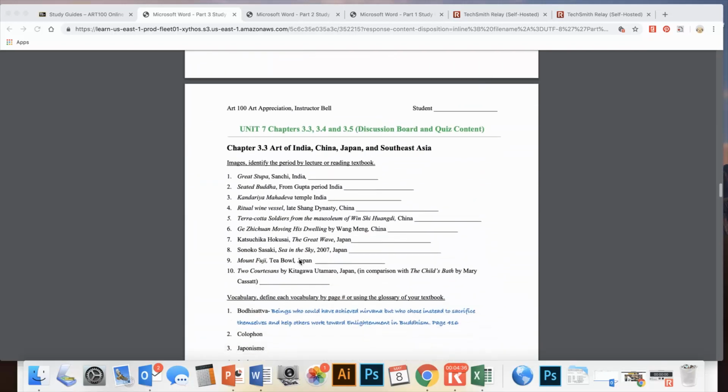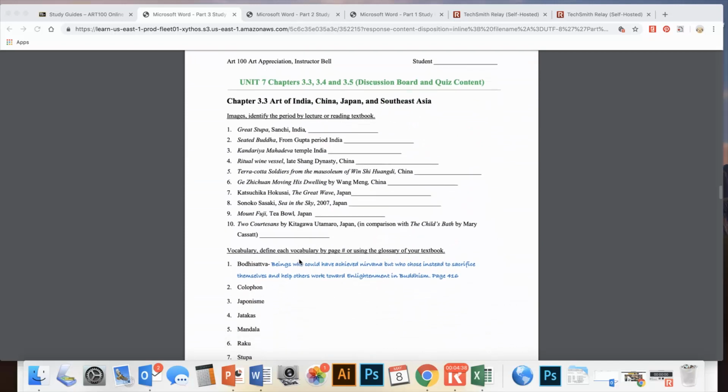Unit 7 is different from the other two units in Part 3 because these chapters cover where the artwork is located as opposed to what art period. So, for example, we have the Great Stupa. It is in India, but that's not what you're going to learn. You're not going to have to know where it is in India or that it's in India. It's going to be more general. You just need to know that it's from Asia.